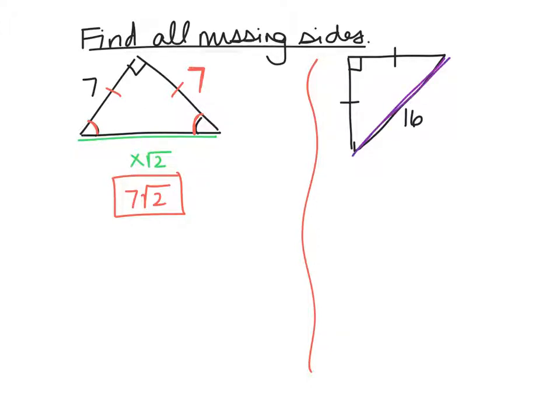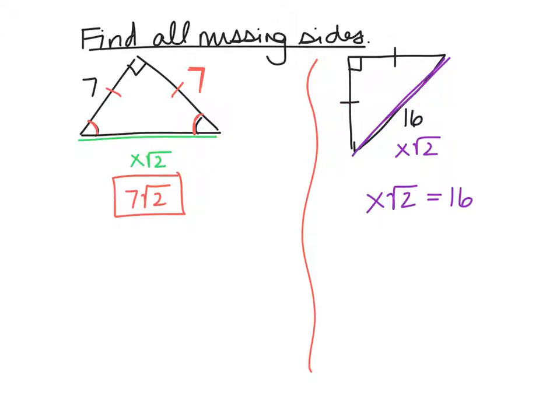All right, on this second example, this one's a little bit different because what they've given us is this hypotenuse side. So I don't know the leg side, but I know the hypotenuse side is 16, and the ratio for the hypotenuse is x square root 2. So this time I'm going to set up an equation: x square root 2 equals 16, because I need to know what x is so that I can find these two missing legs.